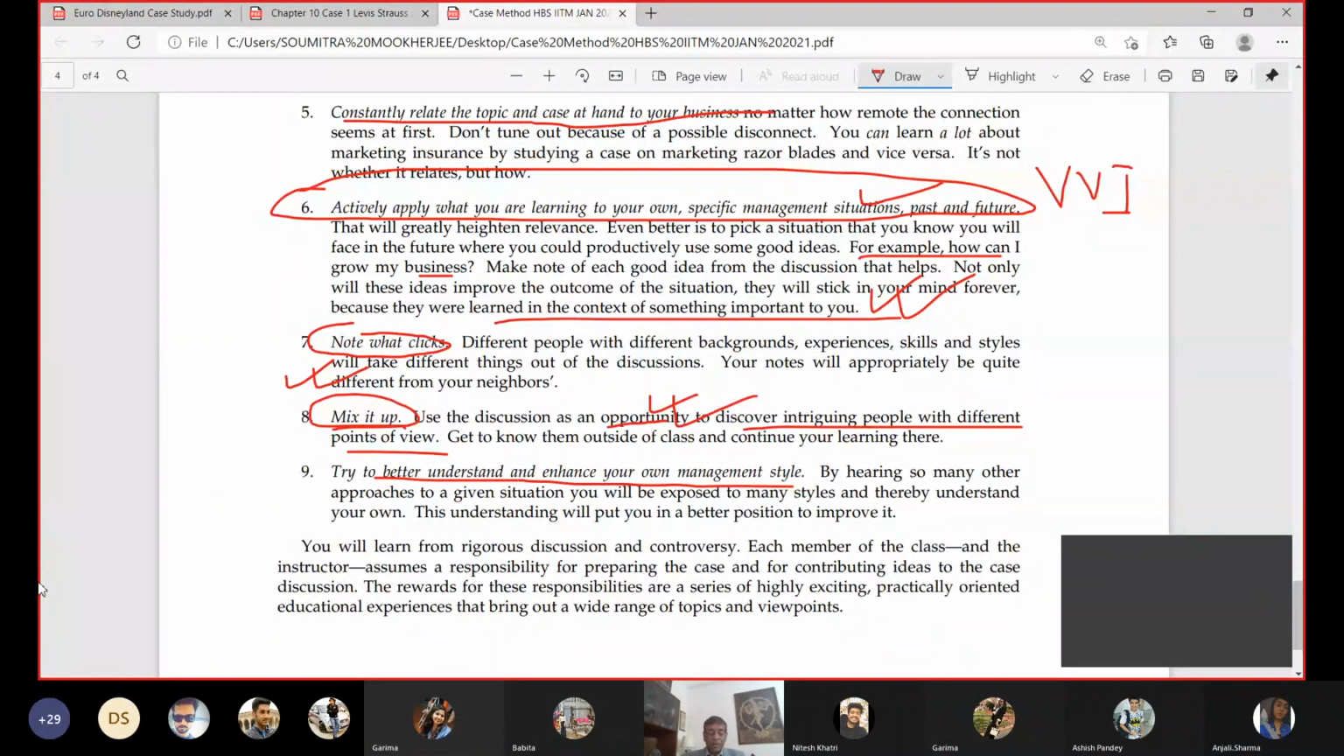So, ladies and gentlemen, I would only like to say one thing. You will learn from rigorous discussions and controversy, where each member of the class assumes a responsibility for preparing the case and contributing ideas to the case discussions. And this can be a highly exacting and practically oriented educational experience. Ladies and gentlemen, this is the word I want you to look at. Practically oriented educational experience. Make it as practical as you can.